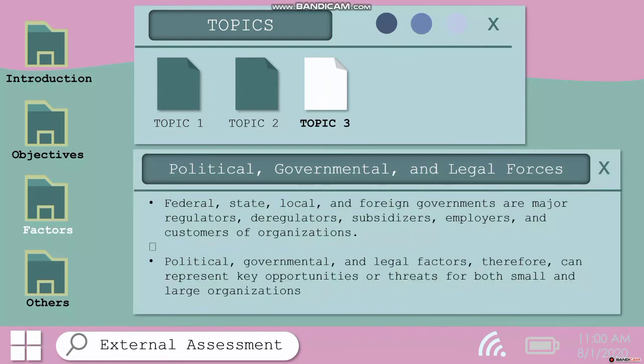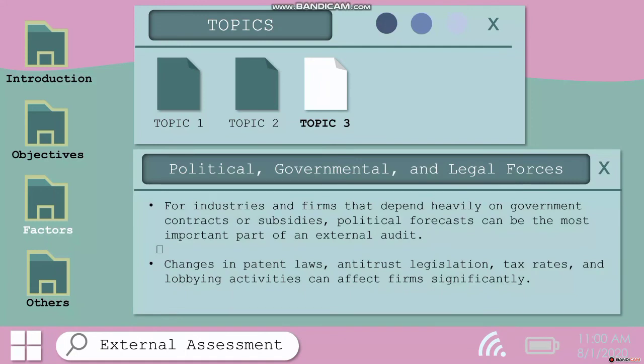Federal, state, local, and foreign governments are major regulators, subsidizers, employers, and customers of organizations. Political, governmental, and legal factors, therefore, can represent key opportunities or threats for both small and large organizations. For industries and firms that depend heavily on government contracts or subsidies, political forecasts can be the most important part of an external audit. Changes in patent laws, antitrust legislation, tax rates, and lobbying activities can affect firms significantly.